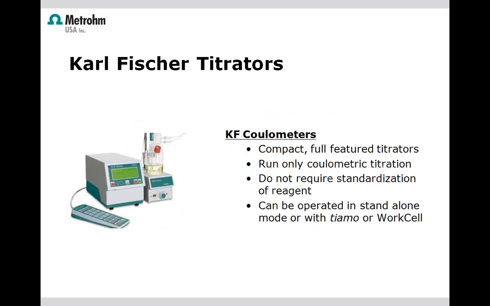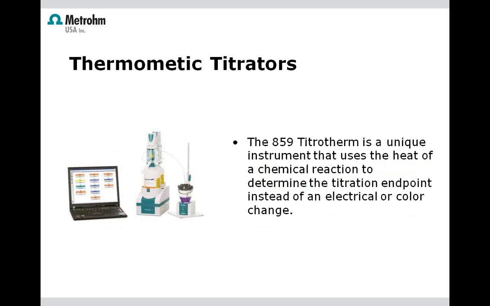And we also have a Karl Fischer Titrino Plus. We also have a full line of Karl Fischer coulometers, which are a compact little titrator that can do low levels of moisture analysis. And we also have, which was featured earlier, the 859 Titratherm. It's a really neat instrument, and I'd really like people to consider this technique more. It's a new and unique way of doing titrations, and it's amazingly fast and very easy to use as well.